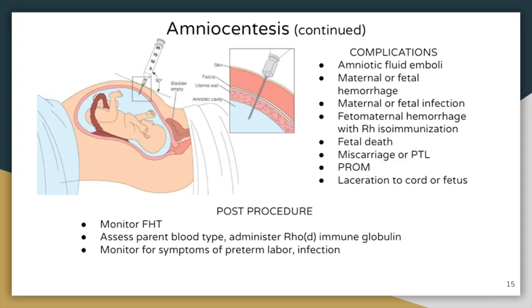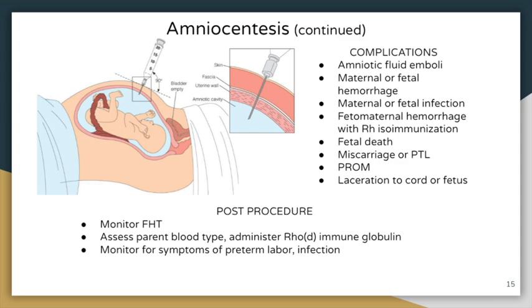We can have an amniotic fluid embolism occur. We can have maternal or fetal hemorrhage, as well as maternal or fetal infection. We can have fetal death, a miscarriage, preterm labor, laceration to the cord of the fetus. This is one of those procedures that if your mom is Rh negative, she should get a shot of RhoGAM after this procedure, just in case there's any kind of mixing of blood that has happened during this procedure.